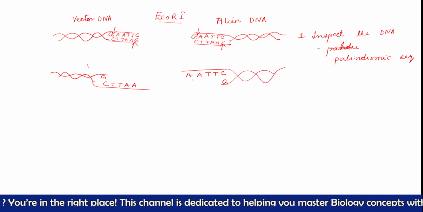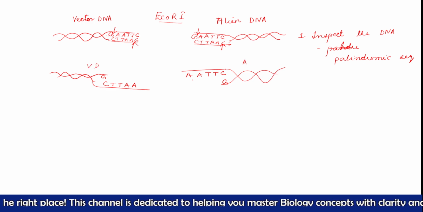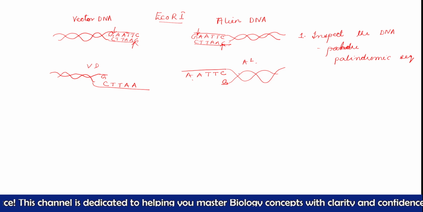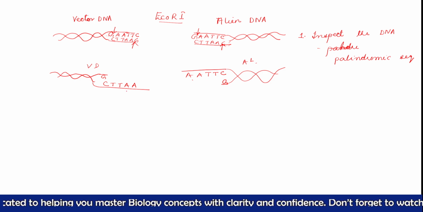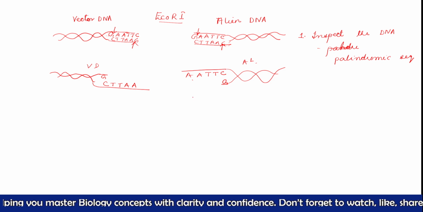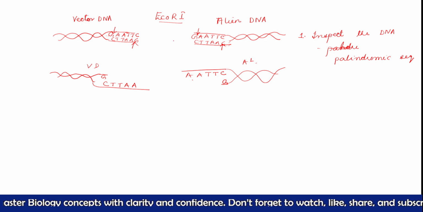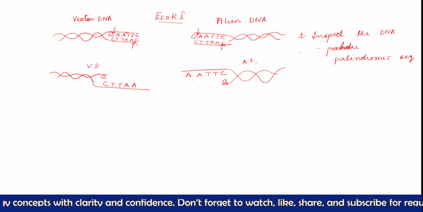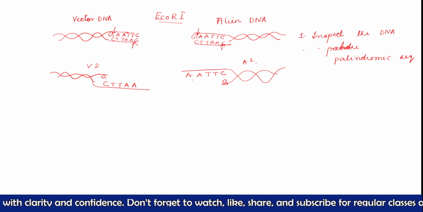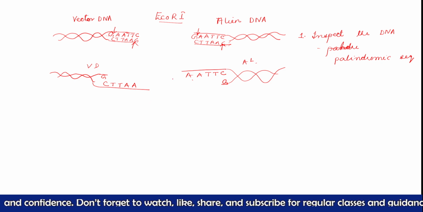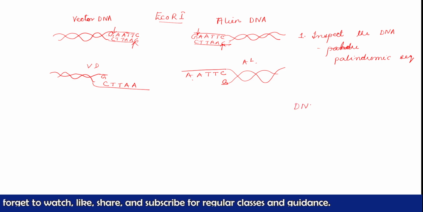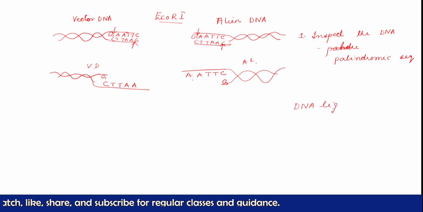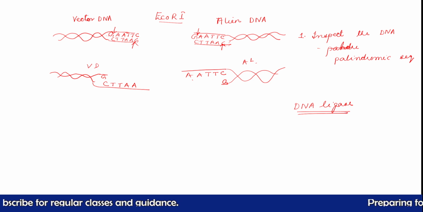So vector DNA, alien DNA, and we need to join this alien DNA into the vector DNA. Okay, so this joining is with the help of which enzyme? Cutting is with the help of the molecular scissors called a restriction enzyme. After that, the joining is with the help of which enzyme? That is DNA ligase. DNA ligase is used for joining the fragments.